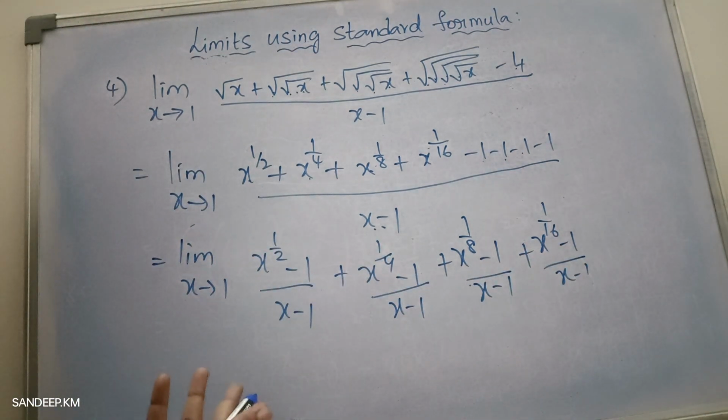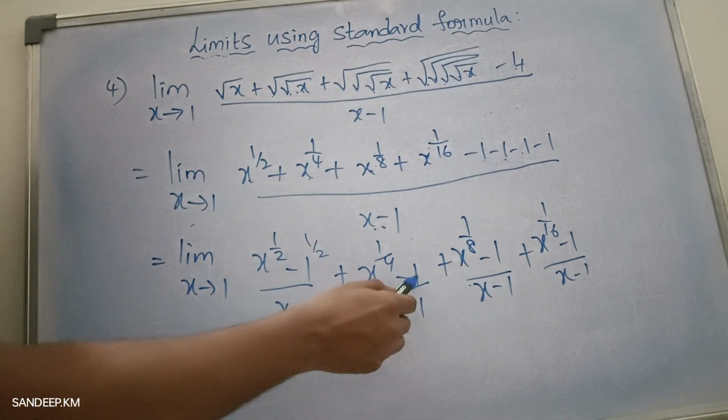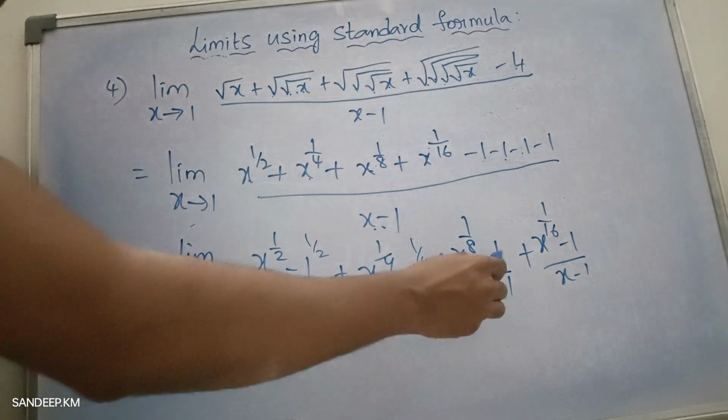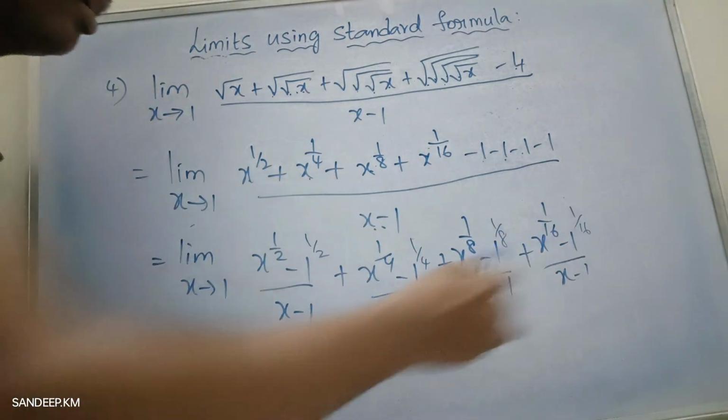Now you can use the standard formula, correct or not? Here 1 means you can write it as 1 power 1 by 2. Here 1 we can write 1 power 1 by 4. Here 1 we can write 1 power 1 by 8. And here we can write 1 power 1 by 16.